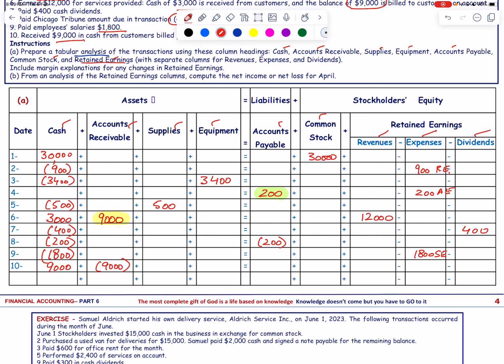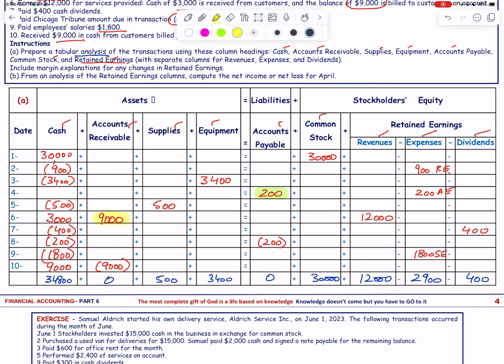The total for cash will be 34,800. There is no accounts receivable, 500 for the supplies, 3,400 for the equipment. Accounts payable will be 0, 30,000 for common stock, 12,000 for revenue, and expenses will be 2,900, and dividend is 400.